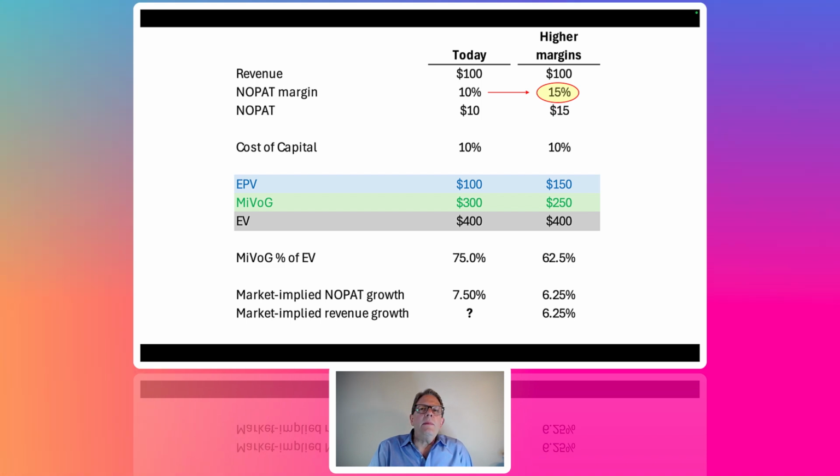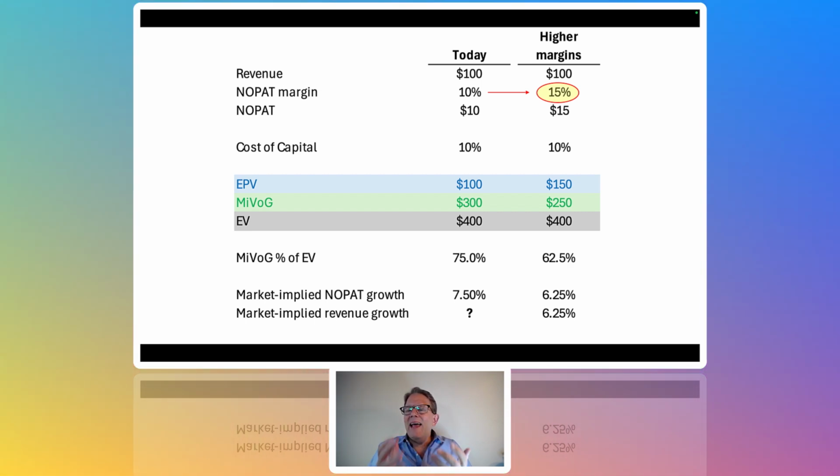Cost of capital is the same, 10%. Your earnings power value now goes from 100 million to 150 million. Your enterprise value, let's hold constant at 400 million. That means your market implied value of growth goes from 300 million to 250 million. Your market implied value of growth as a percent of the enterprise value goes from 75% to 62%. So I'm going to walk this through again because I suspect some people are like, wait a minute, I'm lost. I'm just saying, you estimate, you talk to management, you do your work, you believe the company's NOPAT margin is going to go from 10% to 15%.